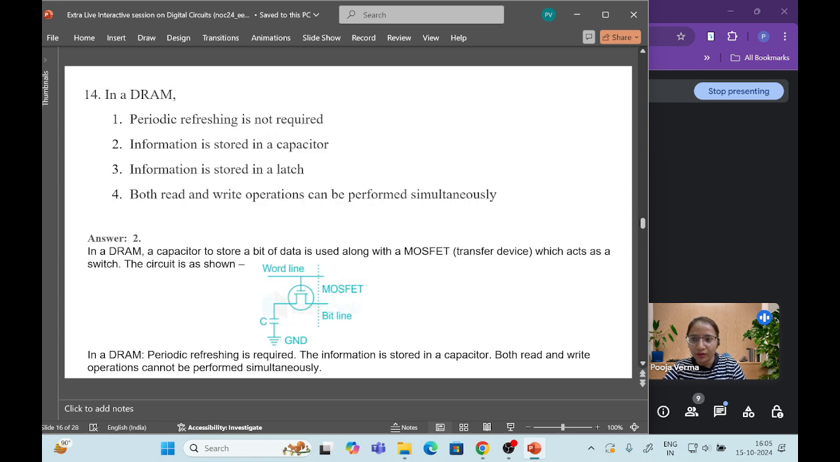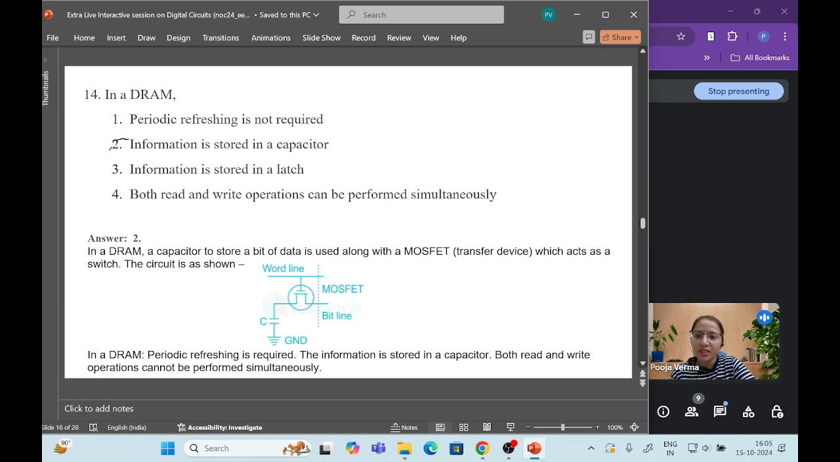Okay. So moving to the next question. The next question is in DRAM, dynamic RAM, option 1 is periodic refreshing is not required. Option 2 is information is stored in a capacitor. Option 3 is information is stored in a latch. Option 4, both read and write operations can be performed simultaneously. So option 2 is the correct answer.